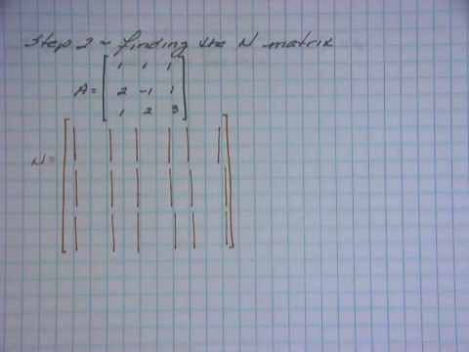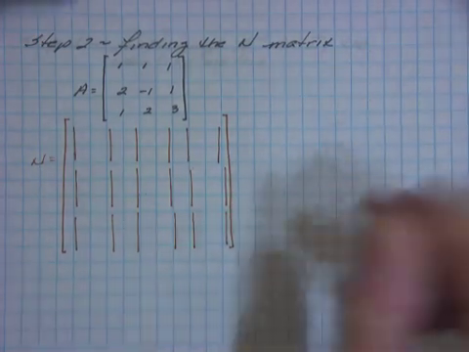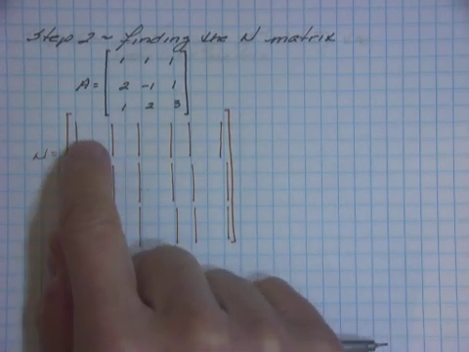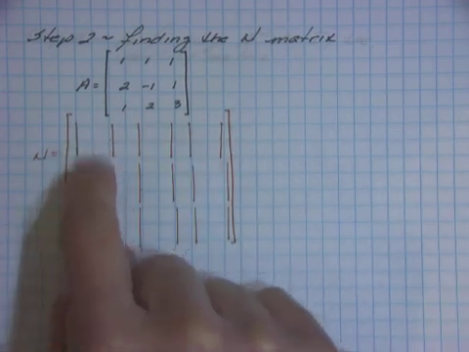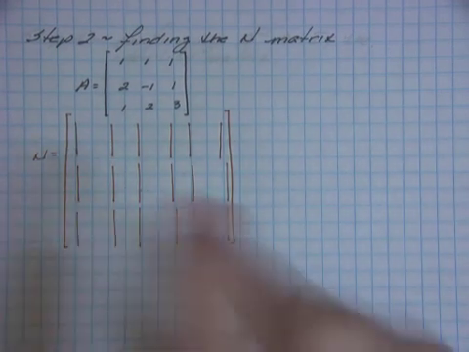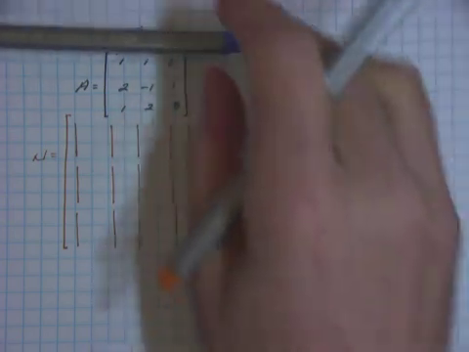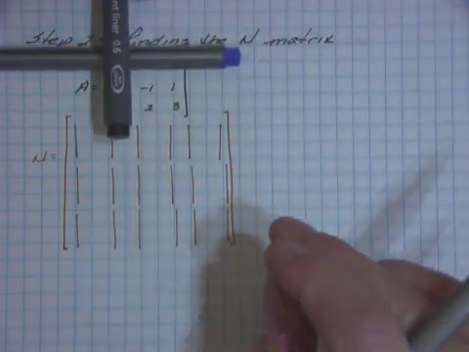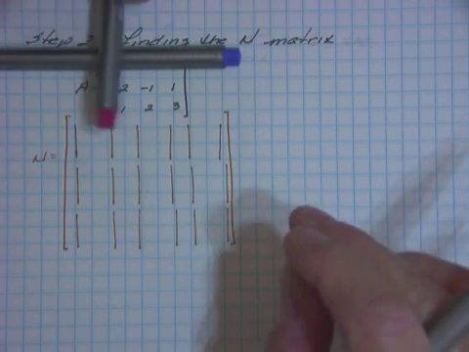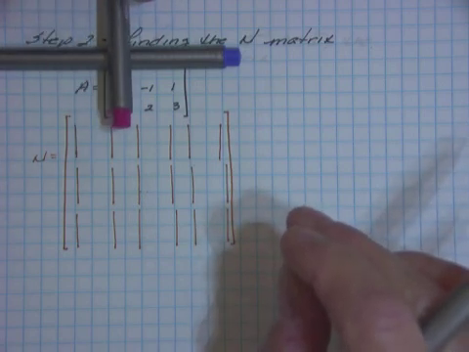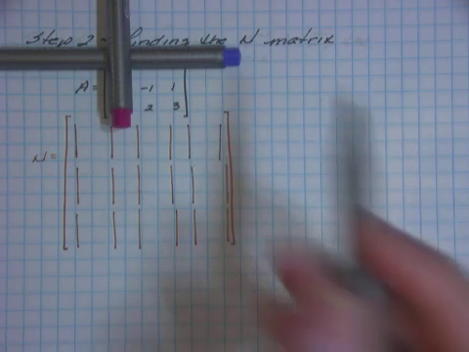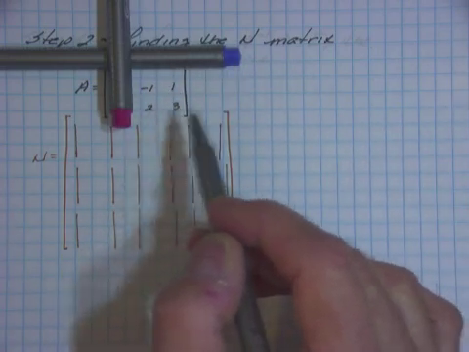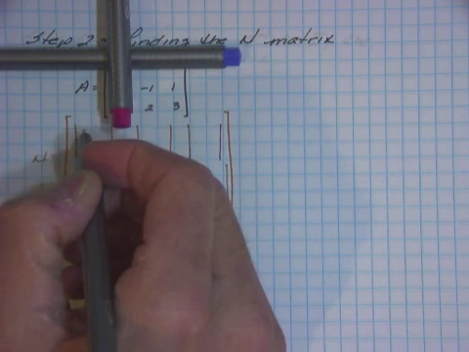Okay, so there are 9 individual 2x2 determinants here. Right, hold on, I'm just getting stuff ready. Now, this first determinant is in the first row and first column. So what I'm going to do is go up here and cover up the first row, and I'm going to cover up the first column.